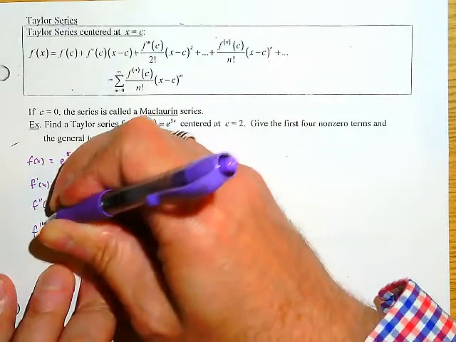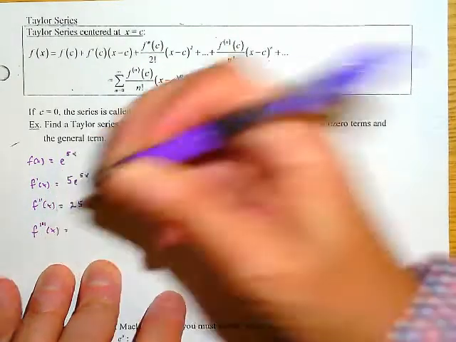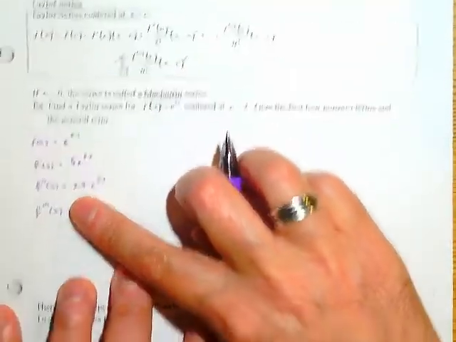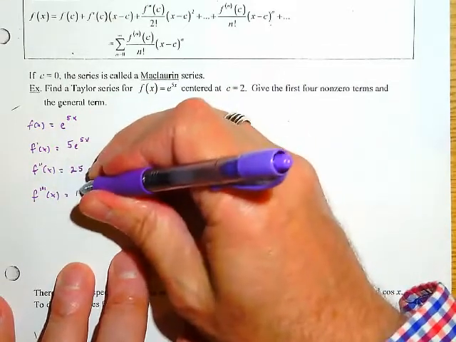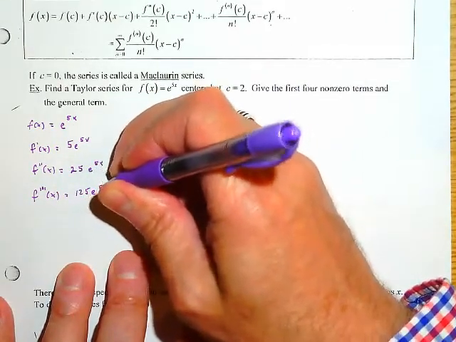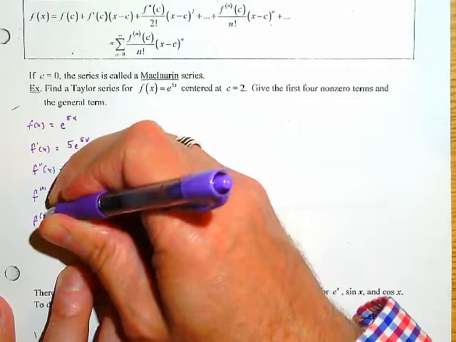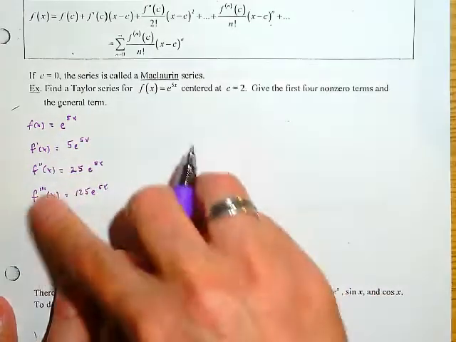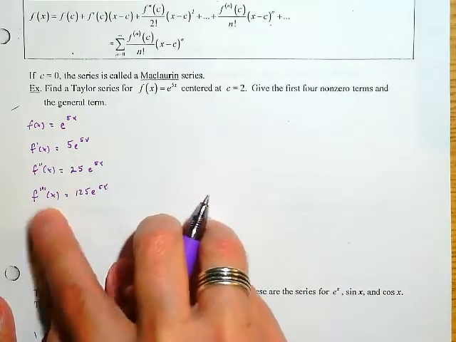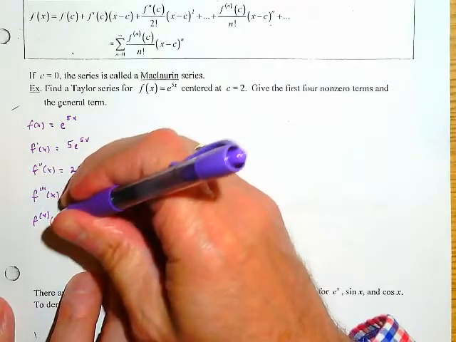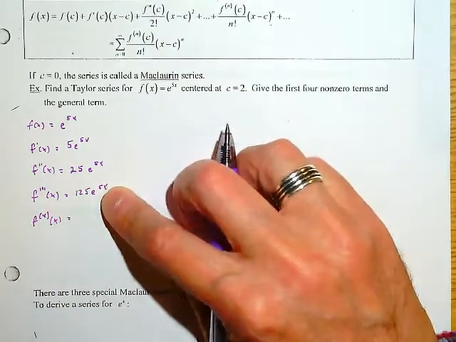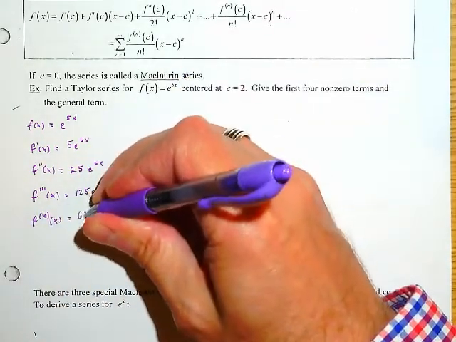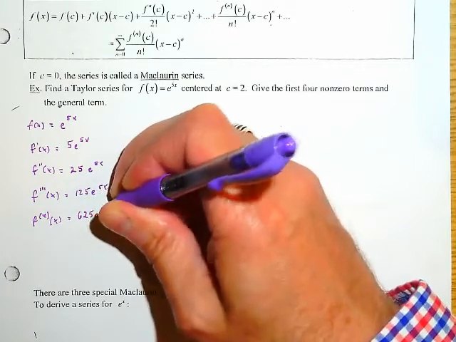The third derivative would be 5 times 5. Isn't that 125? 125 e to the 5x. And then just for good measure, the fourth derivative at x: 5 times 125, well, 625 e to the 5x.